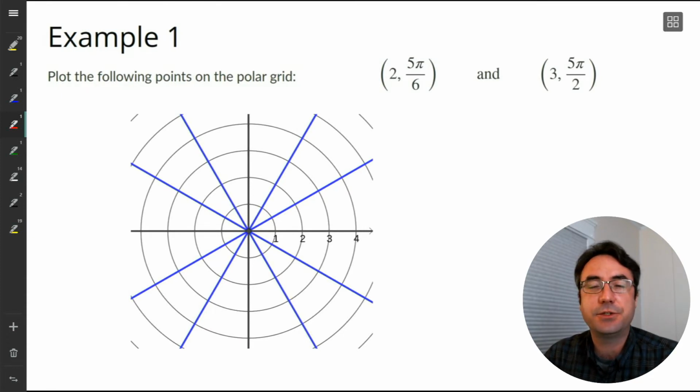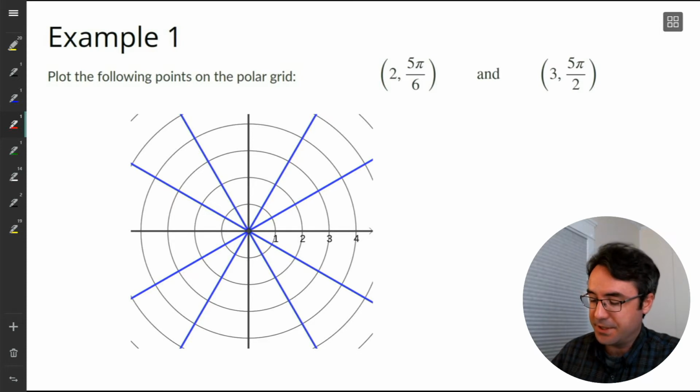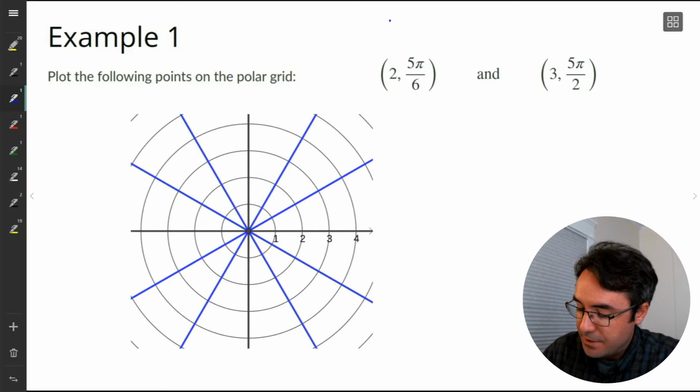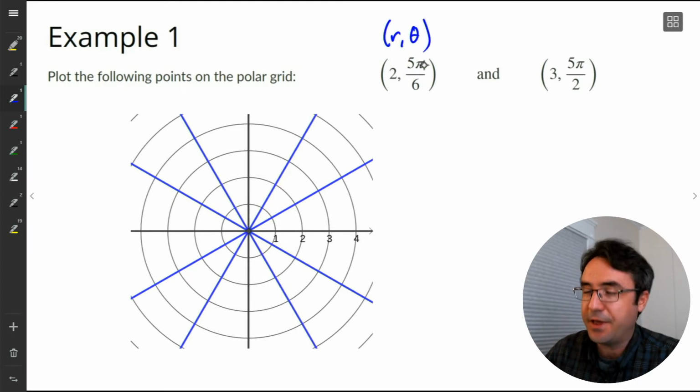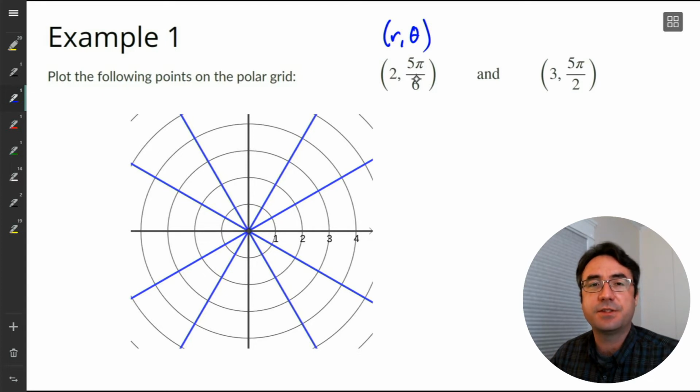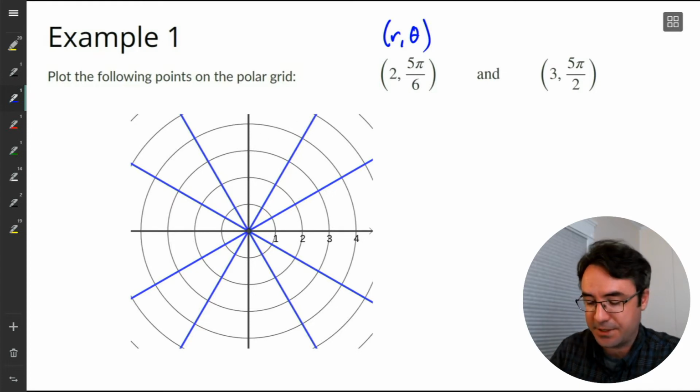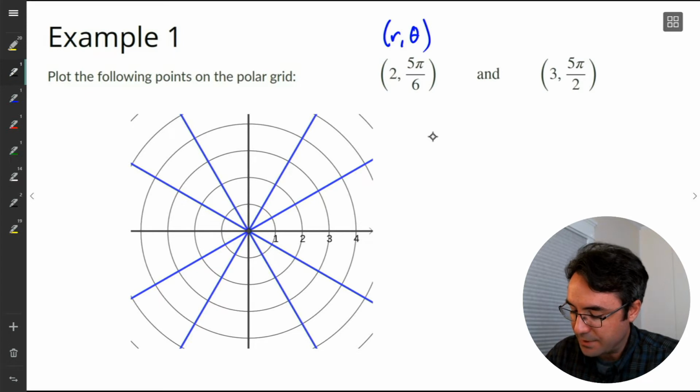We're going to look at the point 2, 5 pi over 6. So again, when we talk about a point that's given in polar coordinates, the r value comes first and the theta value comes second. And a lot of times we want to start with that theta value. So the first thing we want to do is find, where does theta equal 5 pi over 6? Which ray directed out from the origin is this 5 pi over 6? And so when we write that down, theta is equal to 5 pi over 6.